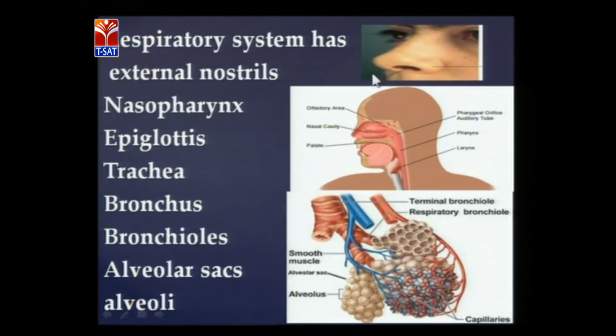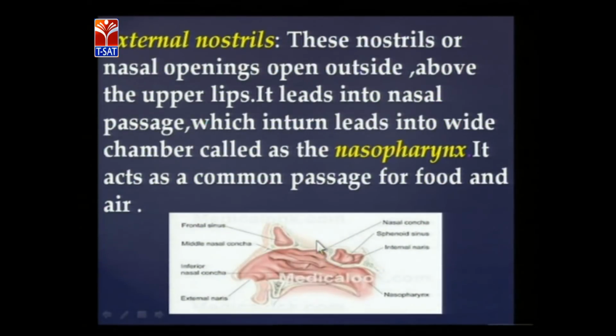These are the detailed pictures. These are the external nostrils, and here we can see the nasopharynx region. This is the larynx region, which is present at the beginning of the trachea, and this is the structure of the alveolar sac and alveoli. This is the external nostril.